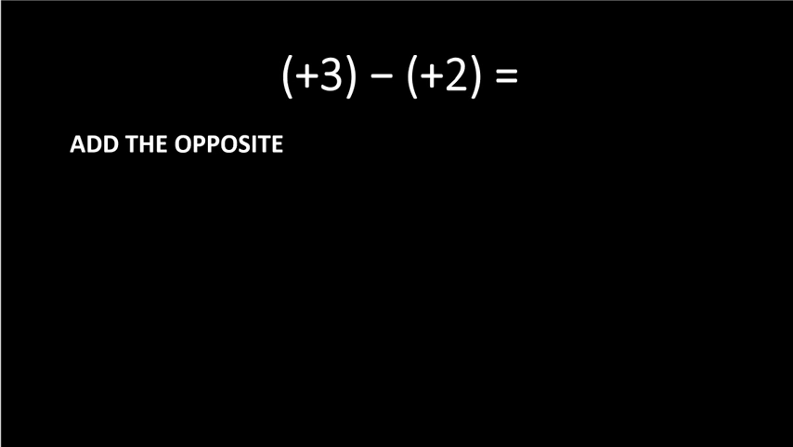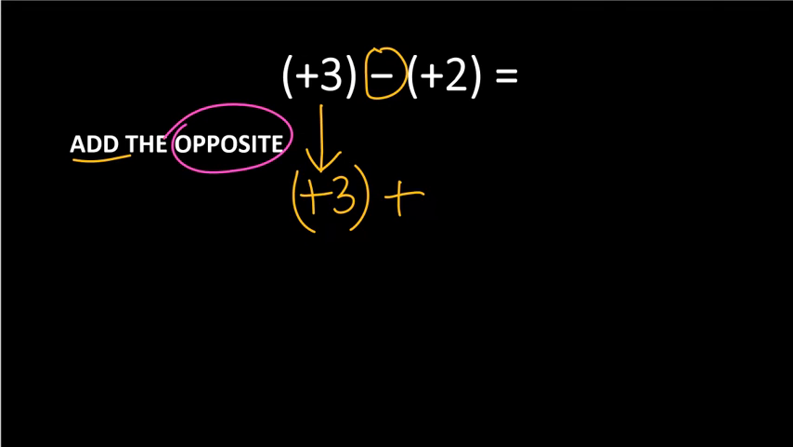Okay, so we just copy down the first integer as is. So let's copy down positive 3. And we're adding. So instead of the subtraction sign, we're going to put the addition sign because we're adding. And then we're adding the opposite. So the opposite of positive 2 is negative 2. So our new equation is positive 3 plus negative 2.